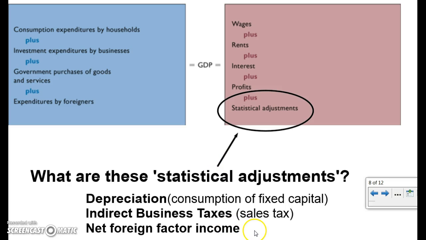Another one is net foreign factor income, and that is that some of the money that we're spending actually becomes income to people in other countries. And so we have to take out the income to people in other countries and then add in income that Americans earn from interests elsewhere. So net foreign factor income is another balancing factor.